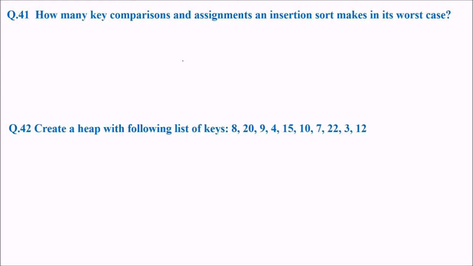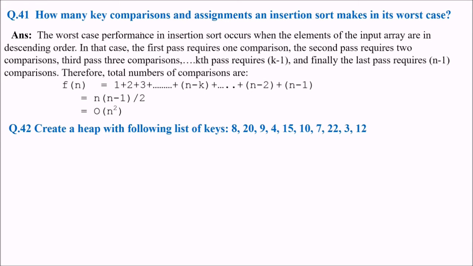How many key comparisons and assignments does an insertion sort make in its worst case? See, the worst case performance in an insertion sort. Insertion sort is what? If you have one card in your hand, you pick a second card from your right hand and place it in the right position in the left hand. Then you again pick a card, compare it with the first two and place it in the correct position. So the worst case in insertion sort occurs when the elements of the input array are in descending order. That means if you have one card and you choose a second card from the pile, you have to compare it with the one card.